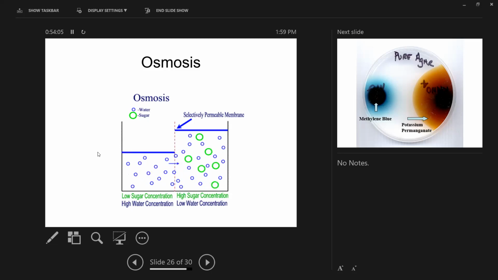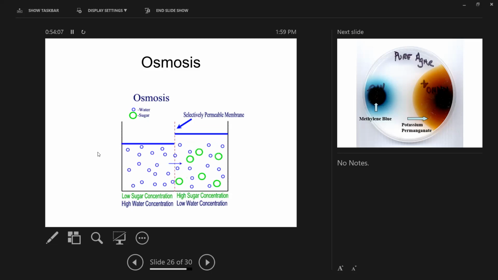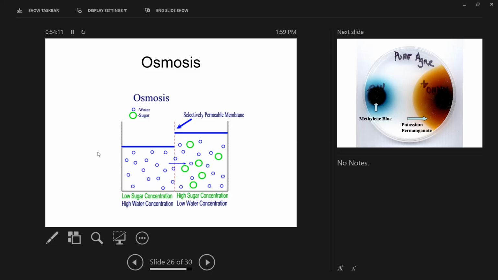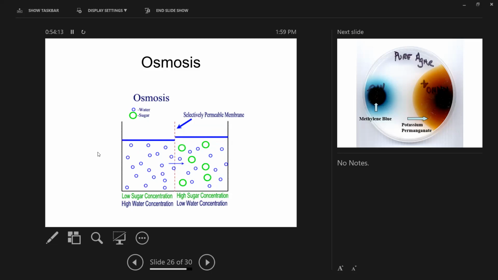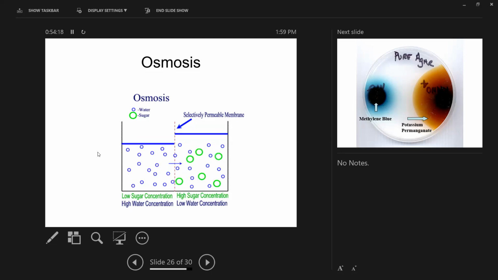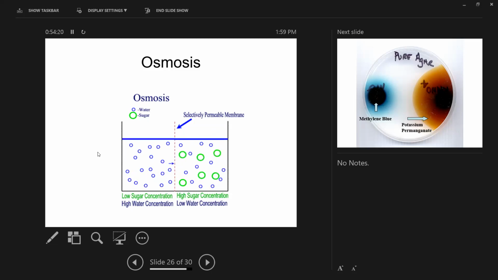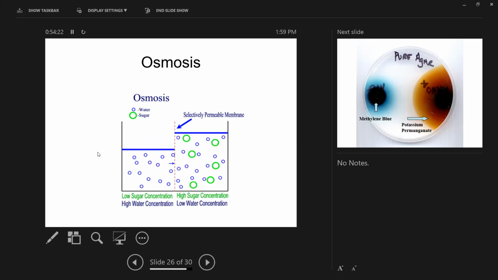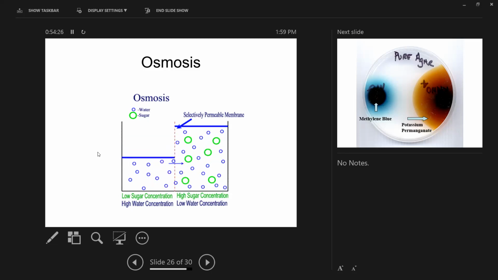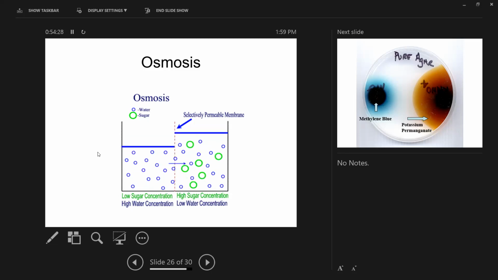But if the outside of the cell becomes 1% salt instead of 0.9%, and the inside of the cell is still 0.9, water is going to leave that cell and go out into the interstitial spaces, and the cells are going to shrink, and bad things happen when that occurs. We'll talk a lot about that in AP2.